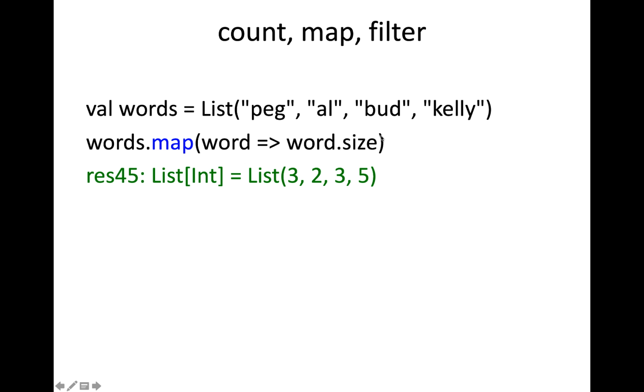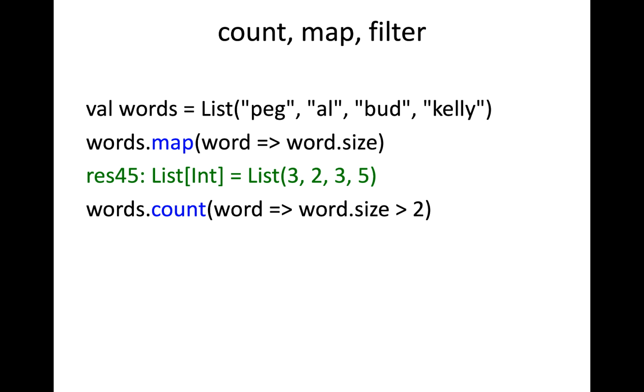So the output of this code will be a list of integers, these sizes 3, 2, 3, 5, correct? Which were the output of applying that anonymous function on each of these items separately. And those outputs will be collected together as a list, and that list will be returned as the ultimate output of this map. Remember that this is an important thing in Scala.